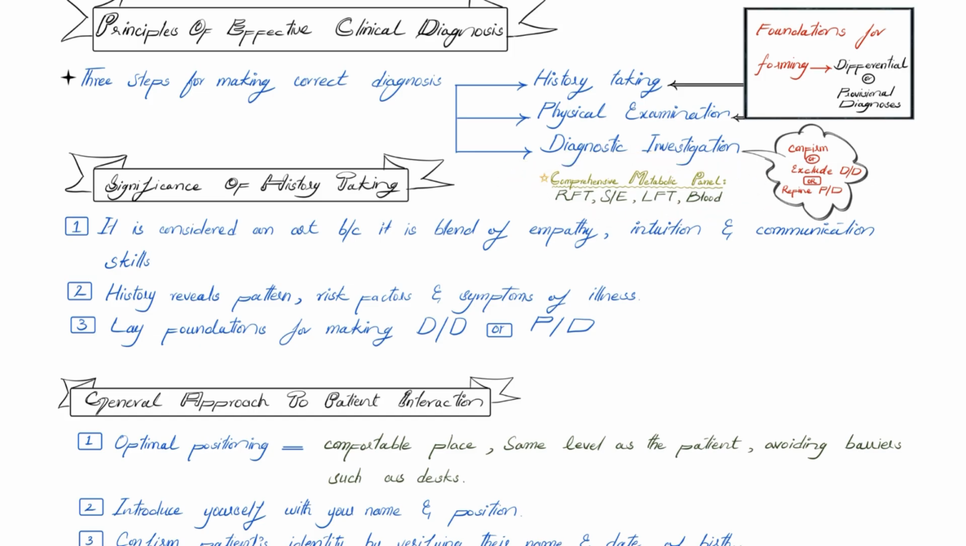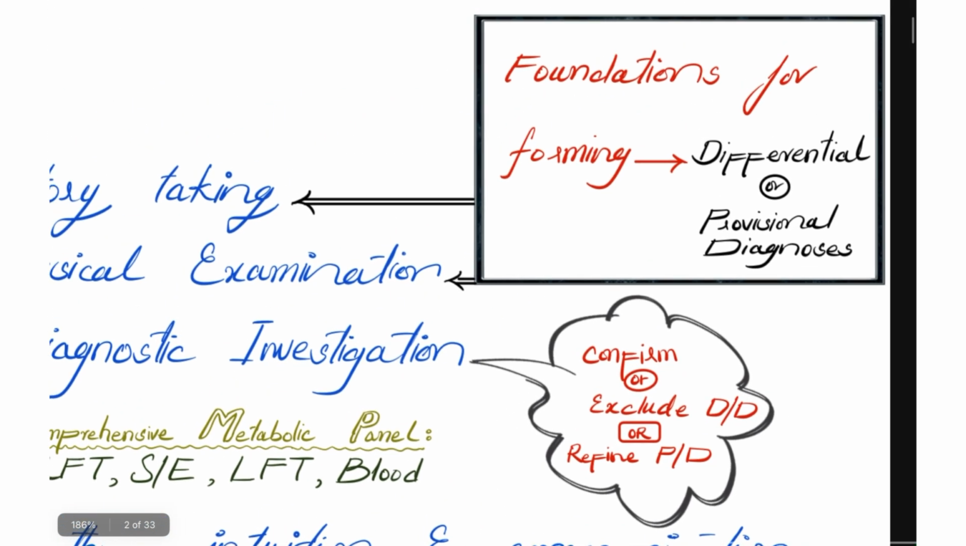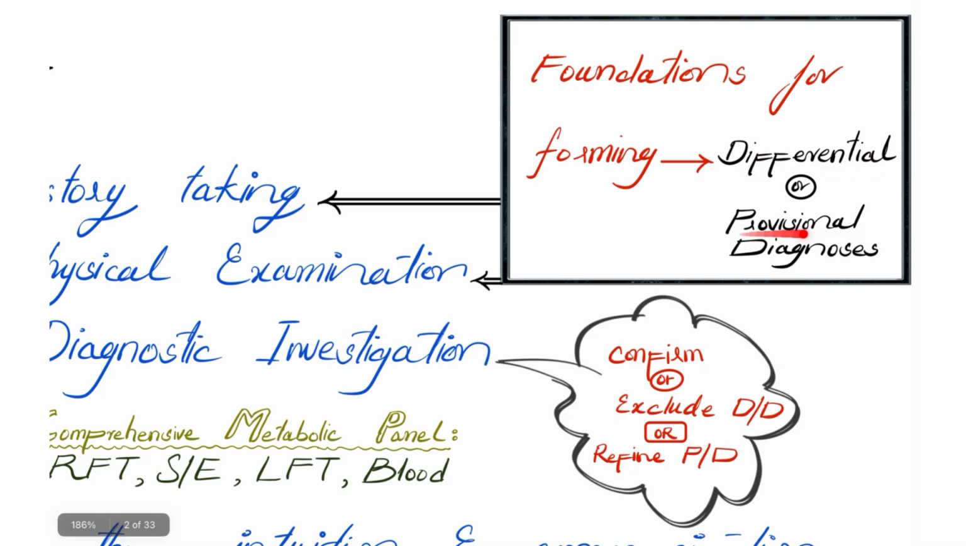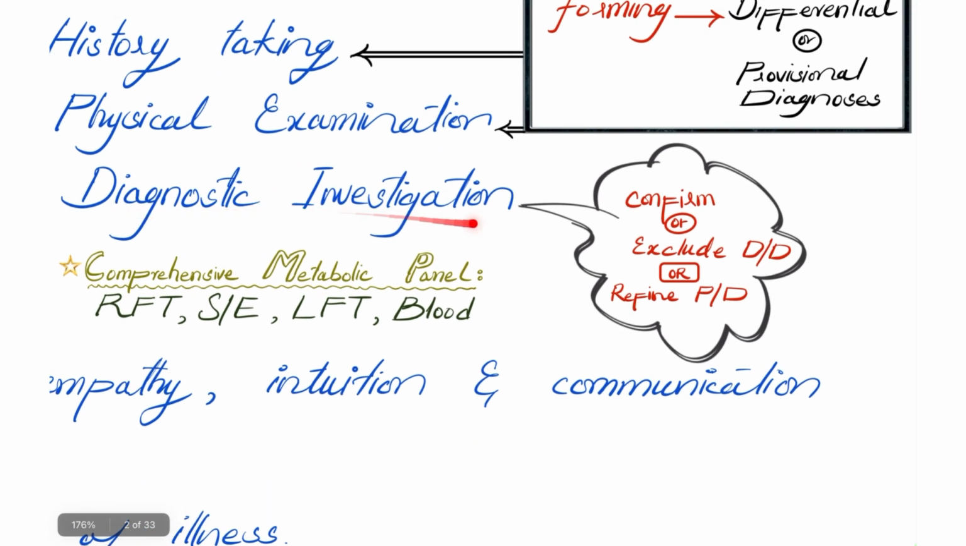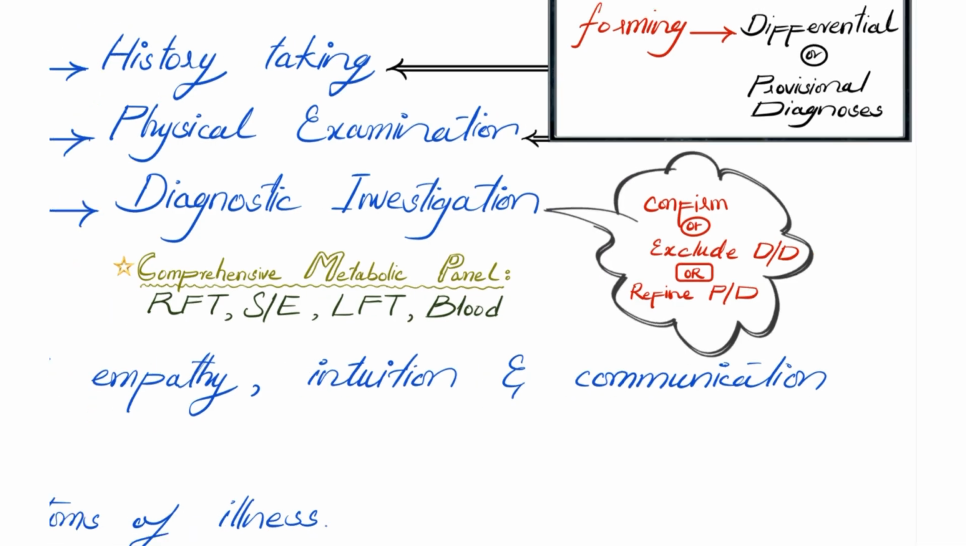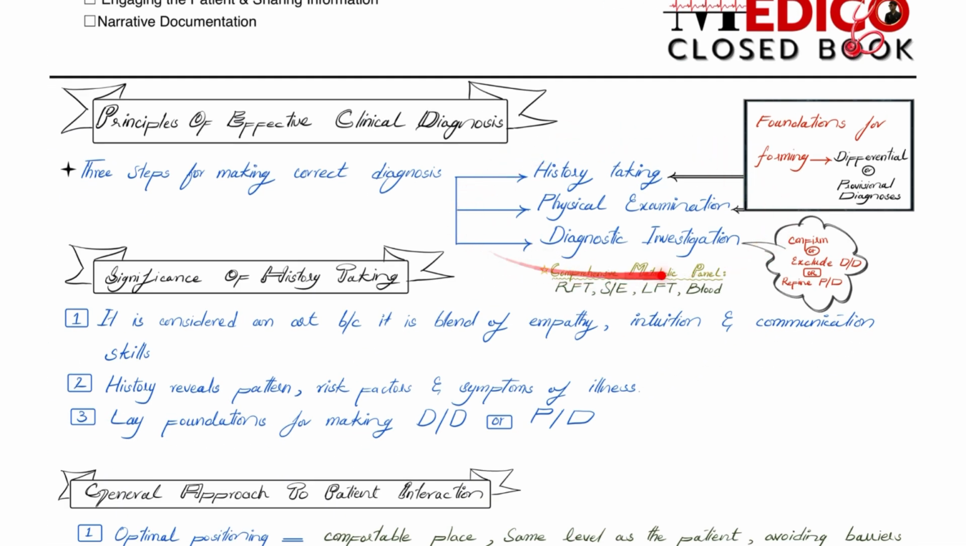Now, history taking and physical examination, either general or systemic examination, will lay the foundations for forming a differential diagnosis or provisional diagnosis. Differential diagnosis means the list of possible diagnoses. On the other hand, provisional diagnosis means the most likely diagnosis. And at the end, when the labs and imaging modalities prove your provisional diagnosis, that becomes the definitive diagnosis. So these three steps are very crucial for a doctor to follow for a correct and perfect diagnosis.